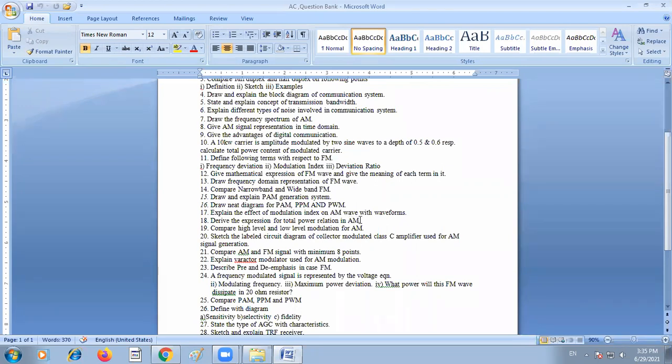Modulation index in AM, we already saw. The 18th one is derive the expression for total power relation in AM, the power relation derivation. And the 19th one is compare high level and low level modulation in AM.